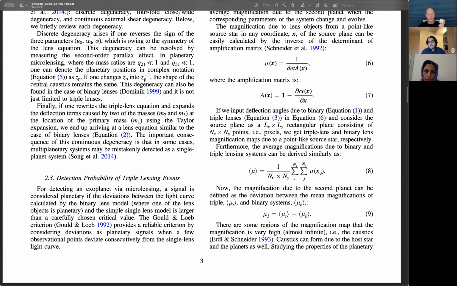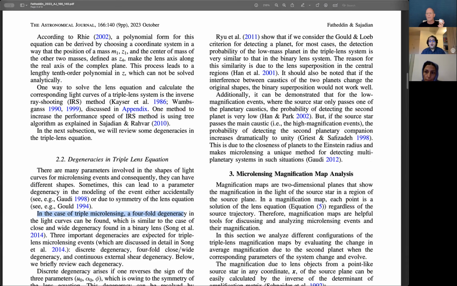From the papers of Gaudi and Loeb and the papers from Hossein Fatheddin and Gaudi, we know that when we have a high magnification microlensing event, which means the source star and the lens are passing very close to each other from behind, we can expect that if the lensing star has multiple planets, they would also be discovered, since the lens object and the source object are very close to each other. So the probability for detecting the triple lens, the second planet, is very high, close to unity.